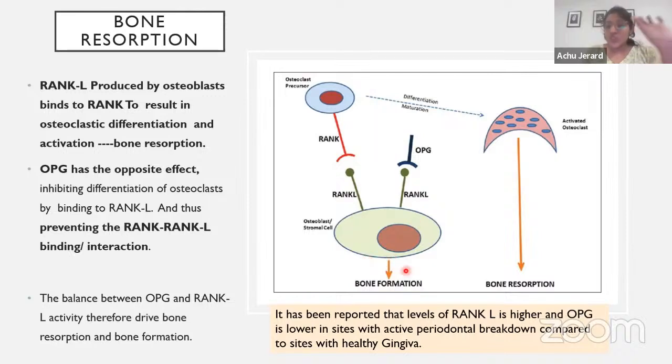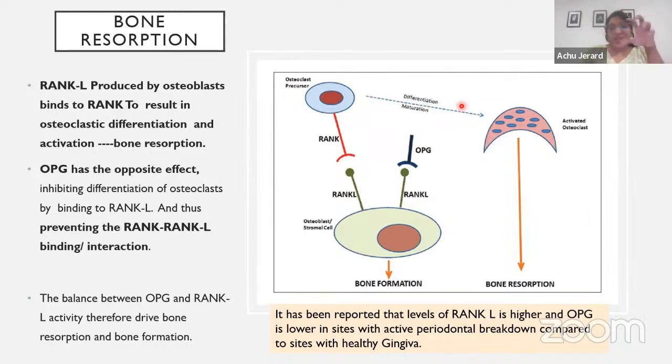You have two cells, osteoblast for formation and osteoclast for resorption. On the osteoblast, you have RANKL attached to it, and on the osteoclast, you have RANK attached to it. Both of them interact together in presence of inflammatory mediators. Only if both of them interact will the osteoclast be formed and get activated to cause bone resorption. So what does OPG do? It comes and interferes with this interaction, inhibiting the osteoclast formation, so it prevents the bone resorption. So this is to summarize.